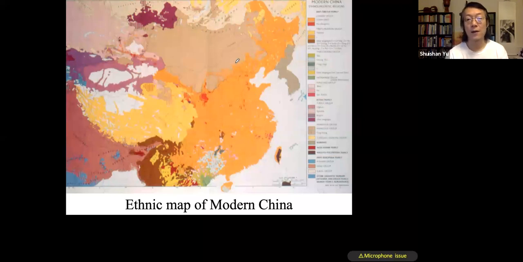The rest of them speak different languages, they have different religions, and they are also ethnically more independent from what we consider as quote unquote Chinese. For example, this light brown part is the Mongolian area, and this color indicates the Mongolian region. The southern part today belongs to the People's Republic of China, but the northern part is the independent country of the Mongolian Republic.